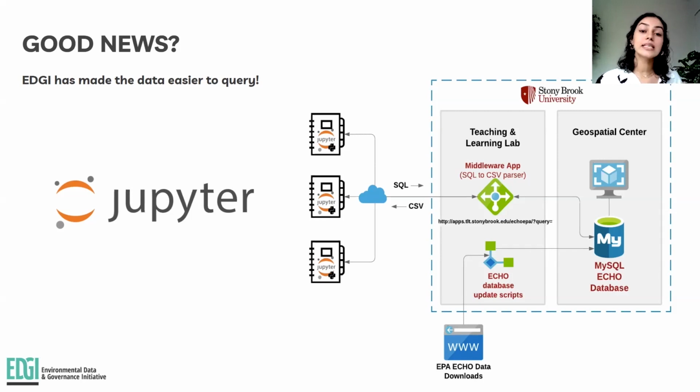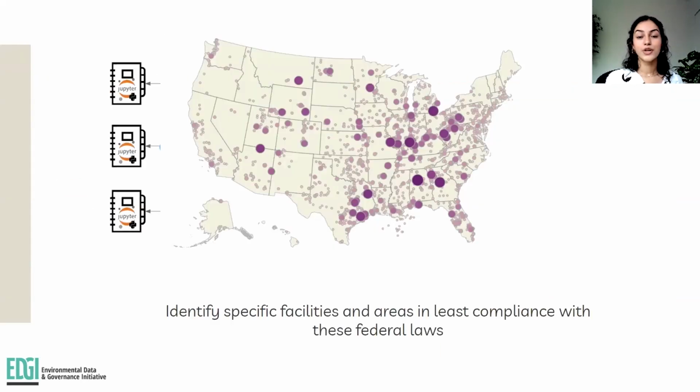allows people to easily pull results from EDGI's copied ECHO database and create tailored reports based on state or municipality. The notebooks allow people to identify specific facilities and areas in least compliance with these federal laws, as well as add some contextual data that helps paint a picture of what is going on, such as demographics, prison proximity, watershed, and more. The limits are only the EPA data itself and as far and as fast as we can code.